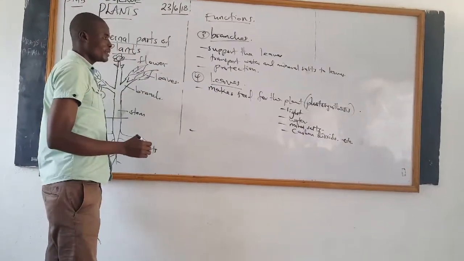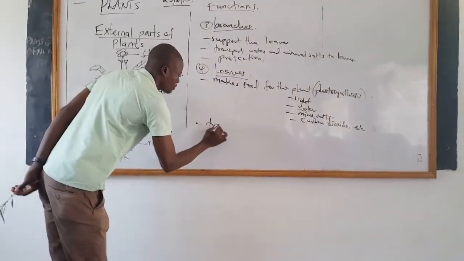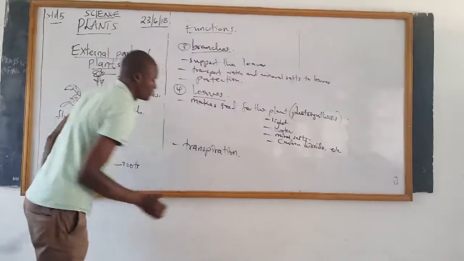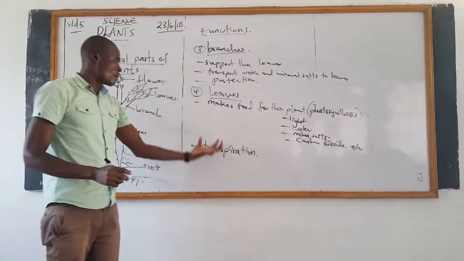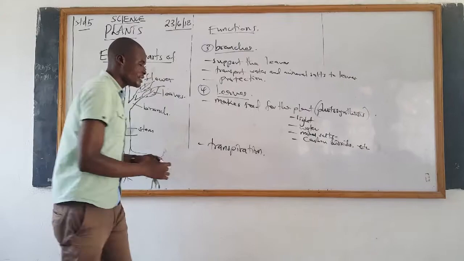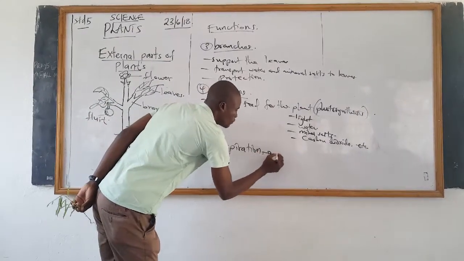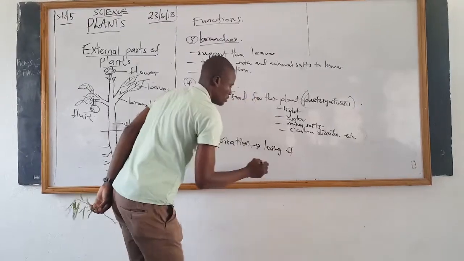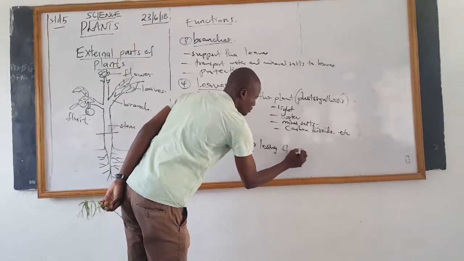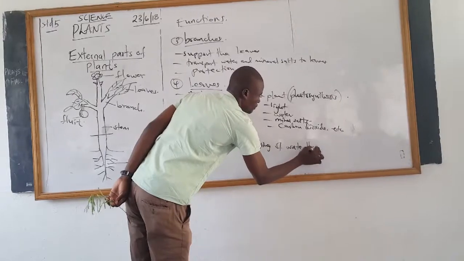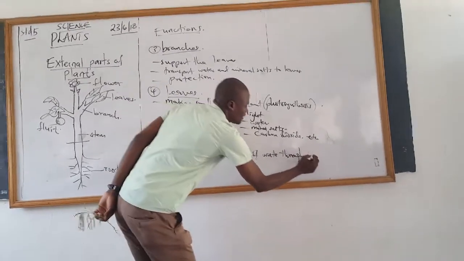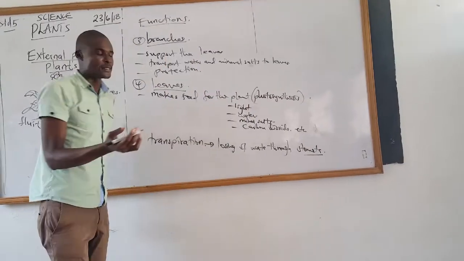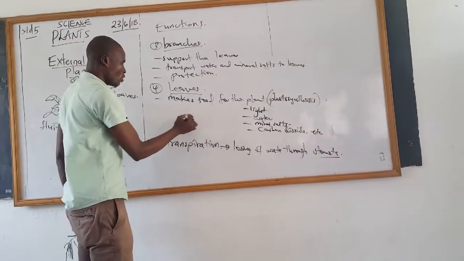Number 2, the leaves are used for transpiration. Transpiration is just the loss of water through stomata. And the stomata are the small openings in the leaves.